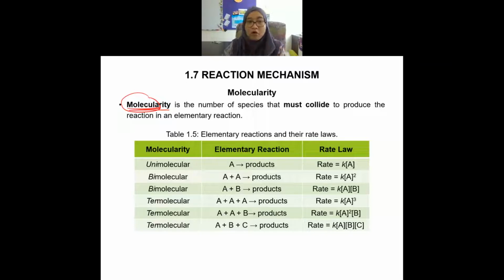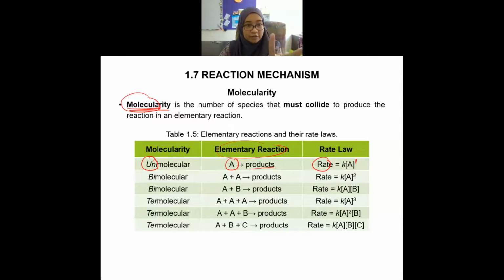We have unimolecular, we have bimolecular, and also termolecular. Okay, unimolecular. Uni means satu. Contohnya elementary reaction yang kita ada lah to represent this unimolecular. We have A producing product. So only one reactant is involved. After a while, dia akan change to product kan. So how do we write the rate law of this elementary reaction? Kalau ada jenis yang macam ni, we can simply write rate is equal to k[A] kuasa 1. Dah siap rate law untuk this elementary reaction.